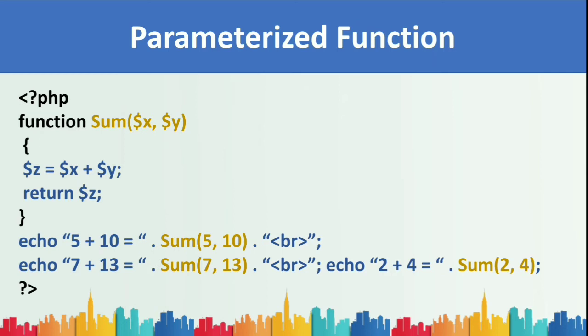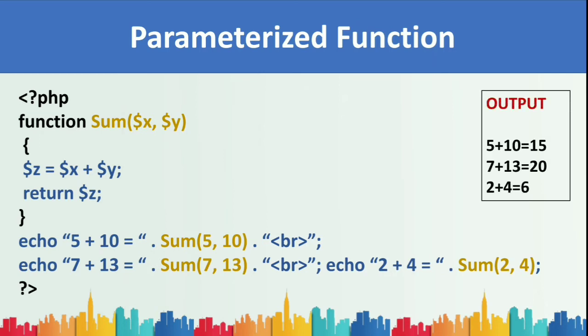Now let's see the output. So 5 plus 10 is equal to 15. We got the result 15 at this place. BR means break the line, which means the next echo statement you have to write in a new line. That is the meaning of the break tag. Like that we have three echo statements here, so you have to print 3 lines.